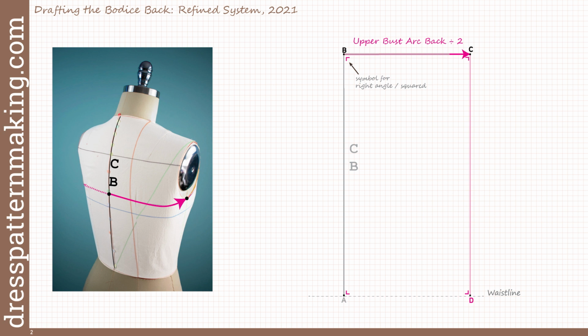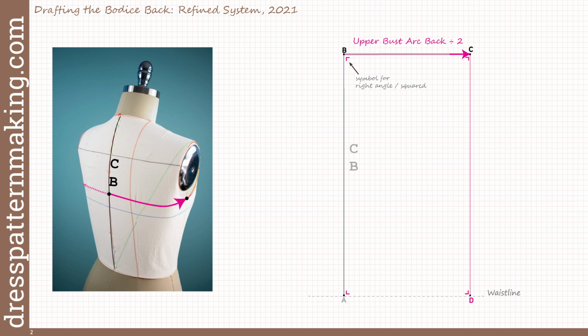The next measurement is the upper bust arc back, measurement number 3 on the chart. The upper bust arc back measurement is from side seam to side seam at the underarm level. You need to divide the upper bust arc back in 2 for the half block. Using that measurement, measure across from point B in a straight horizontal line, making sure it's at right angles to the A to B line, and mark point C.